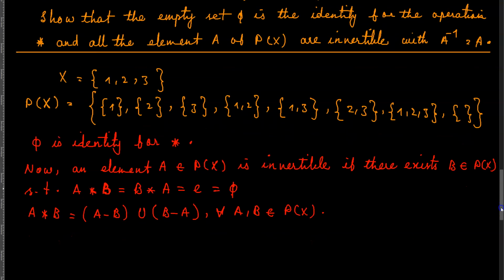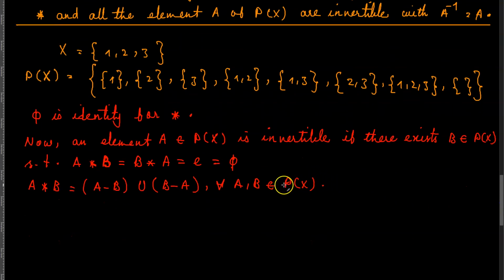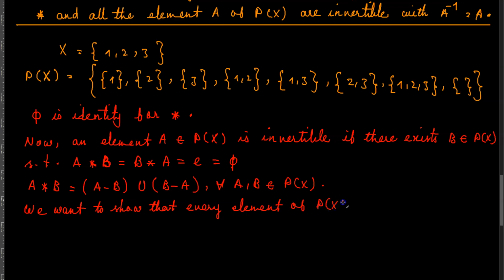Now I want to show that every element of P of X is invertible with A equal to A inverse, or A inverse is equal to A. That's basically what we want to show here.